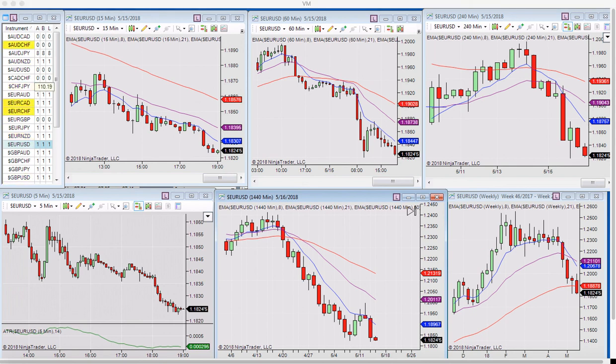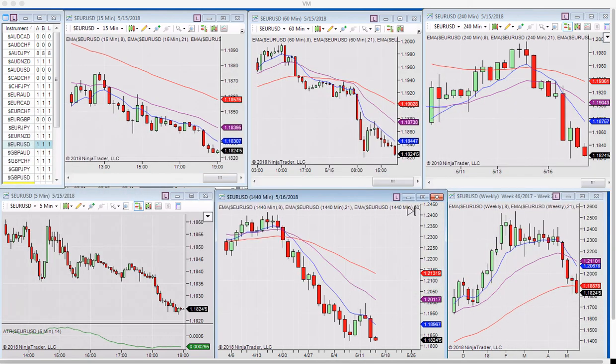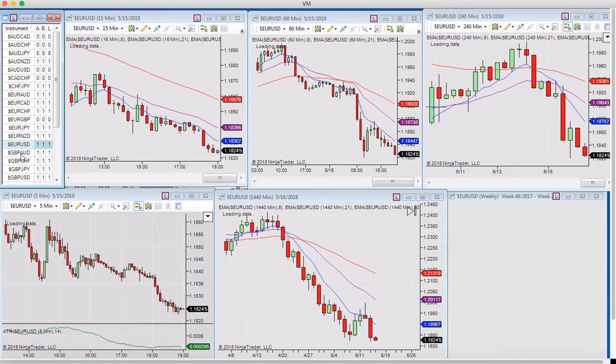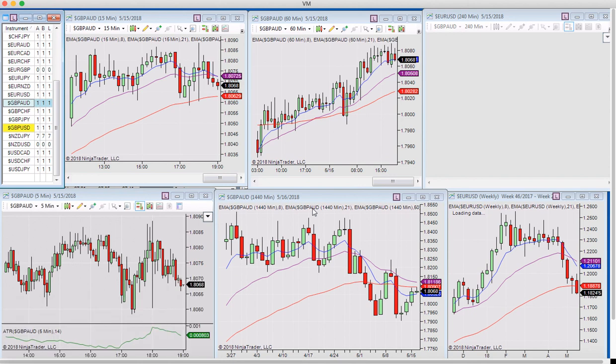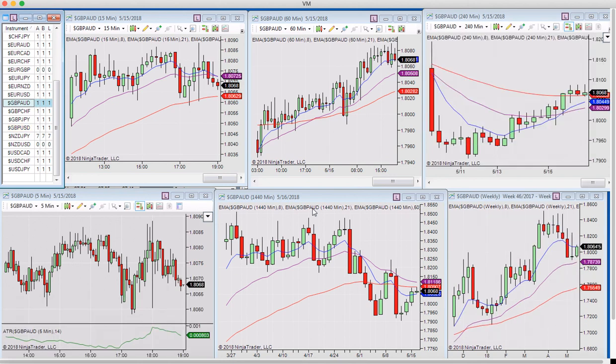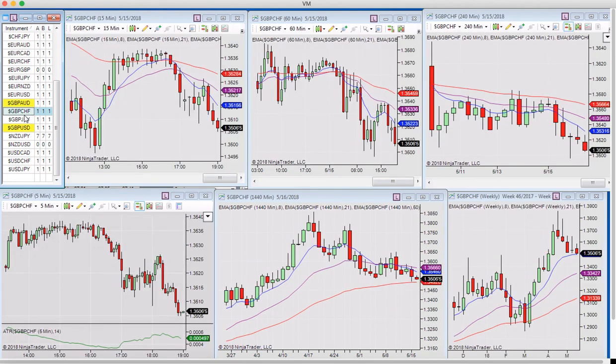So USD too far from 240. Okay, so Euro US dollar I've written we're too far from the 240. GBP AUD looks like us. Next. So as many as we can that we exclude at a glance.